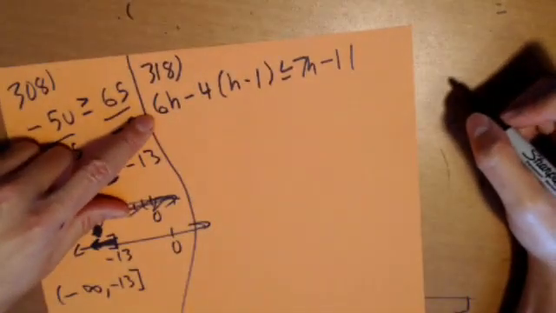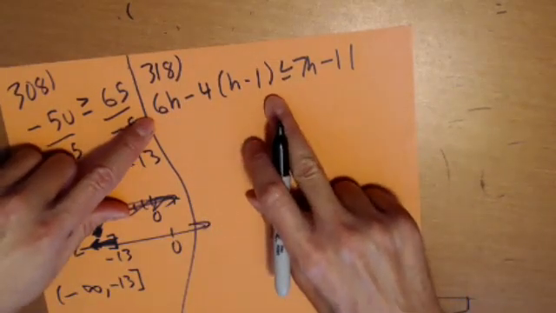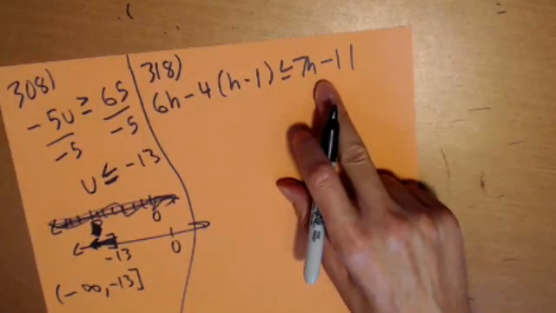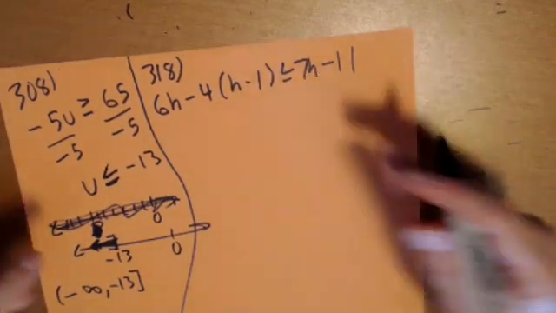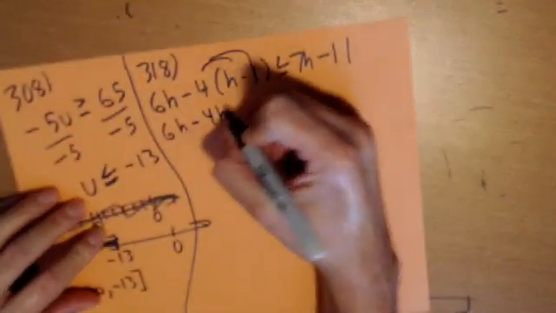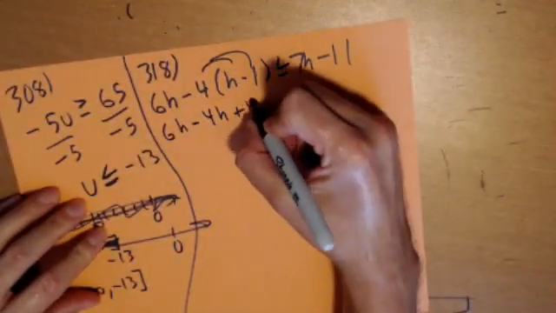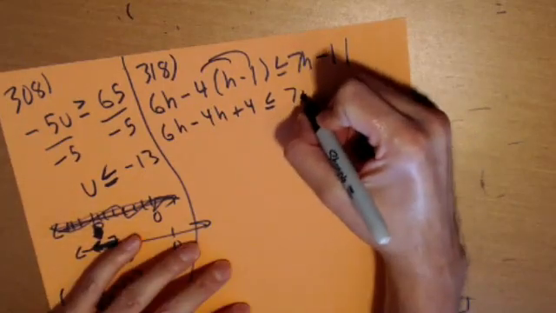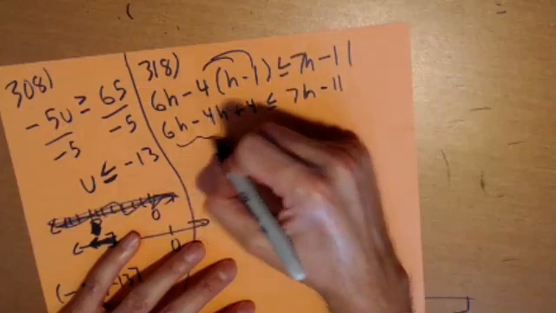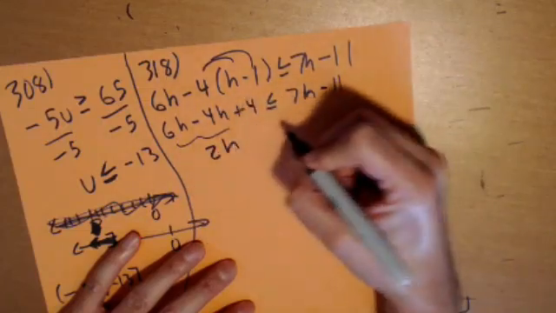6h minus 4(h minus 1) is less than or equal to 7h minus 11. Okay, so let me distribute right here. So that's a 6h minus 4h, minus times minus is plus, 4, and on the right, 7h minus 11. A 6h minus 4h is a 2h.